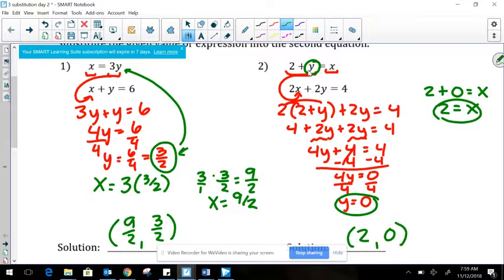And like we have been doing with graphing, you are welcome to plug both of these numbers in to both equations to make sure you are right. Then you know you get 100%. So I plug in 2 for x, 0 for y in both equations, and both sides should be equal to each other. Okay, we're going to do a couple more. Let's go down to number 3.